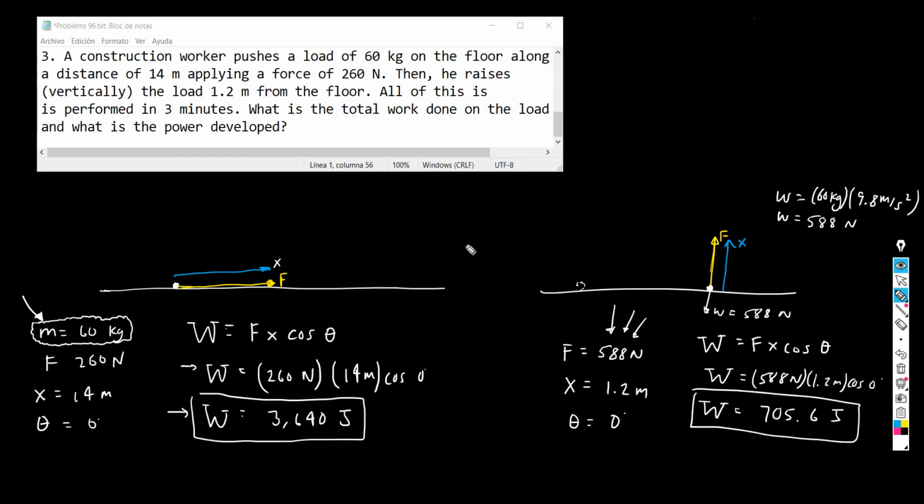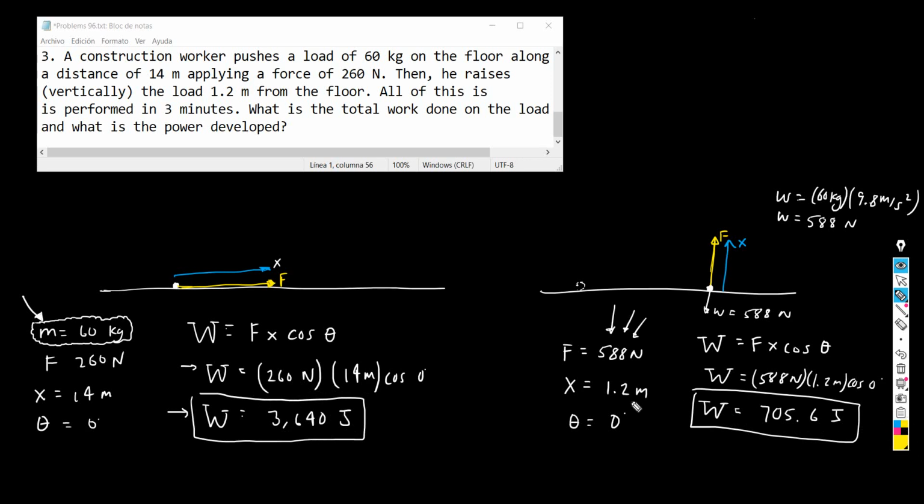So let's recapitulate. The worker first performs this work over this horizontal distance, and then now that the particle is here, he's going to raise it. So basically this worker is doing work, or he is performing work, in two separate events, or at two separate parts. So now that we know this, what is the total work done on the load? The total work is, of course, the sum of the first work done and the second work done.